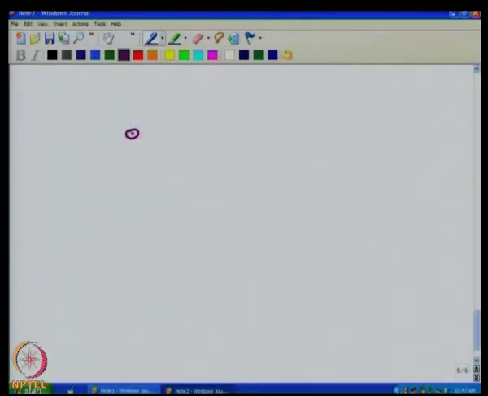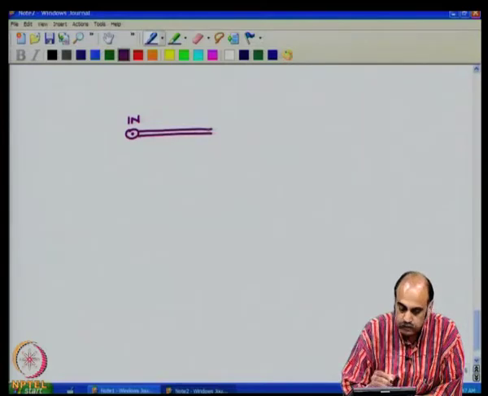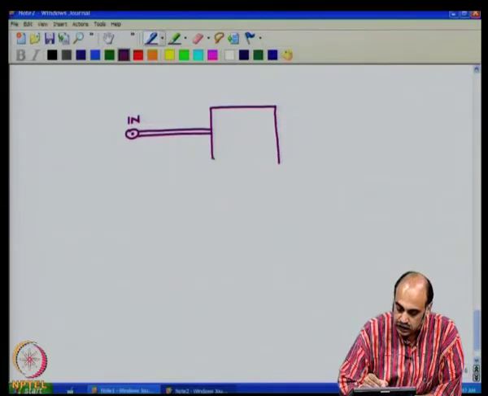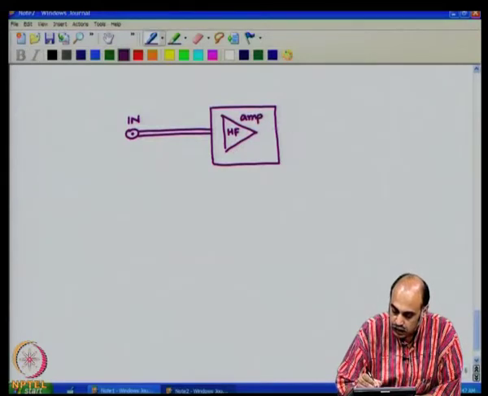Let us say you have the input in and you have one route. Now, I will still continue to put the high frequency amplifier in a block. There may be many circuits within that. This is your HF amp and probably the route could go in this fashion.